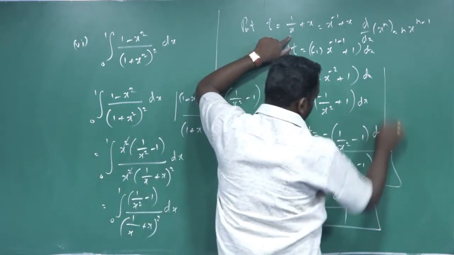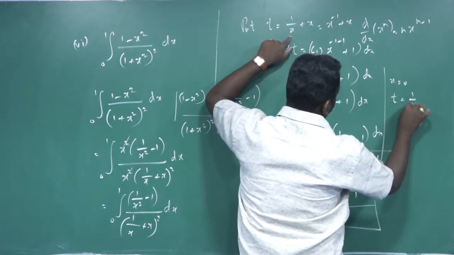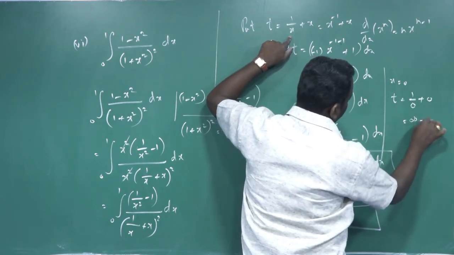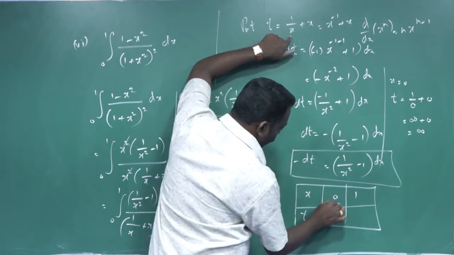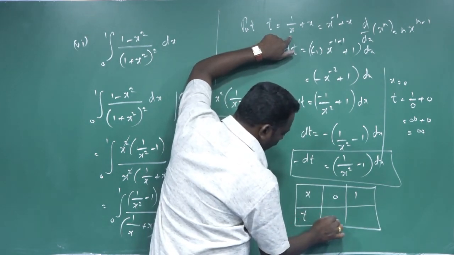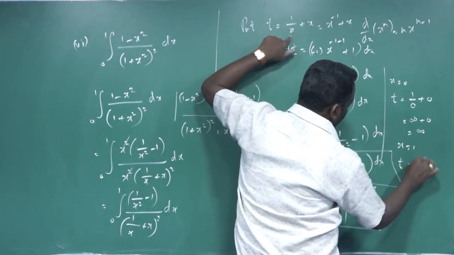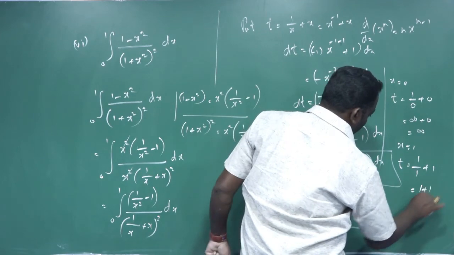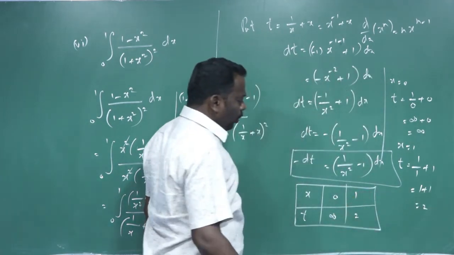Put x equal to 0, therefore t equals 1/0 + 0, that is 1/0, which is infinity, plus 0, equal to infinity. Therefore, putting x equal to 0, the corresponding t value is infinity. Put x equal to 1, therefore t equals 1/1 + 1, that is 1 + 1, equal to 2. Put x equal to 1, the corresponding t value is 2.